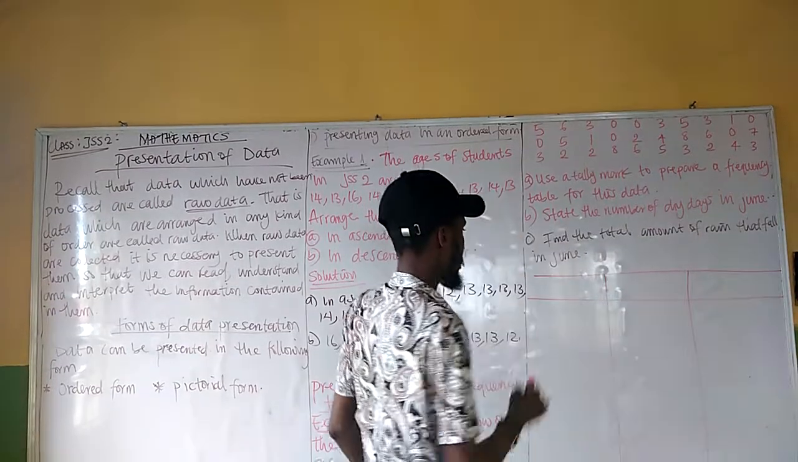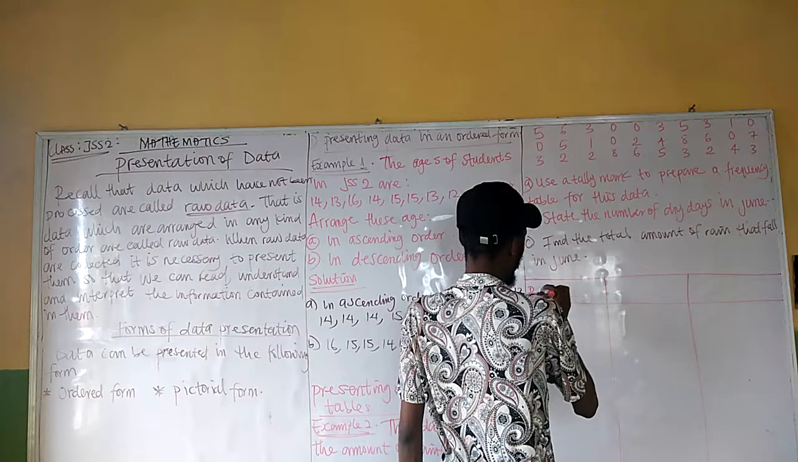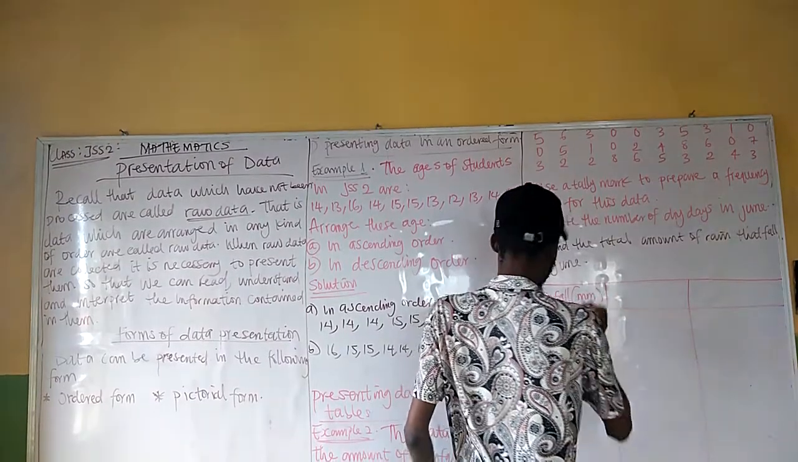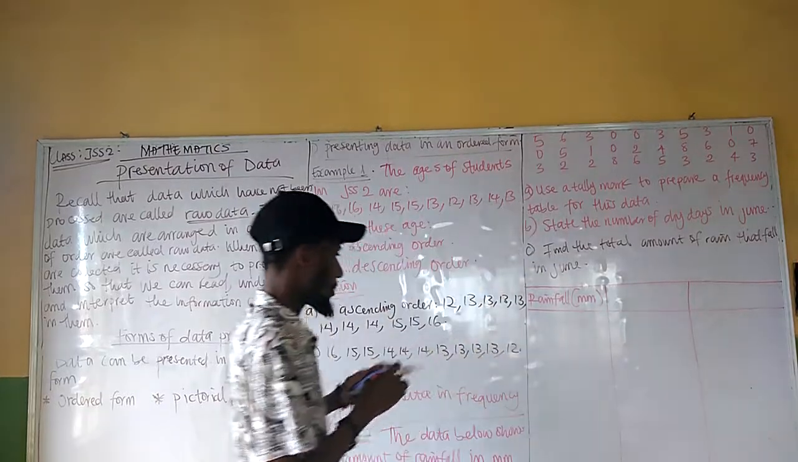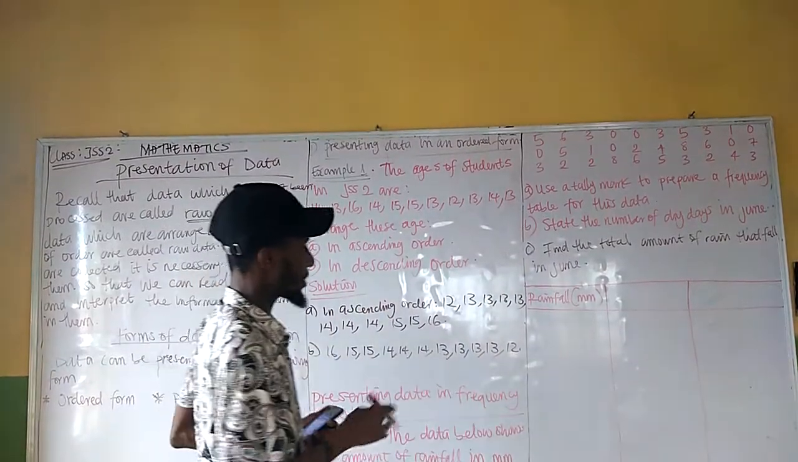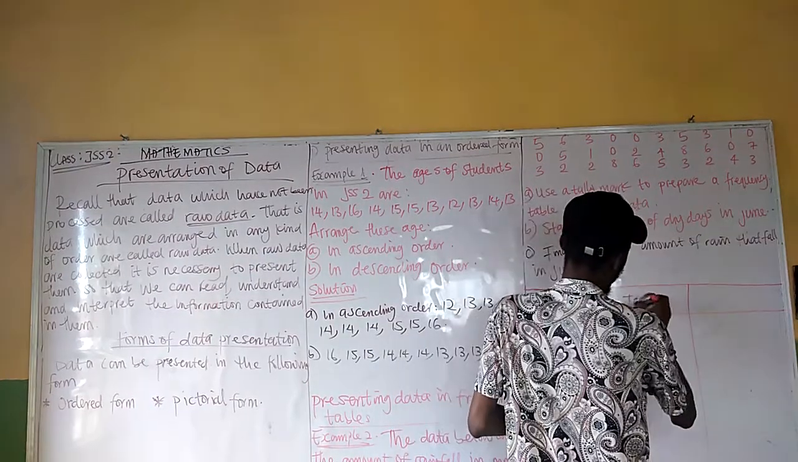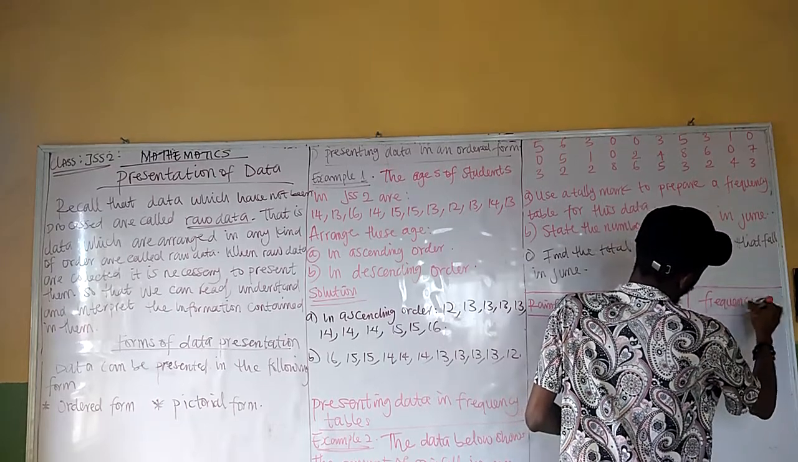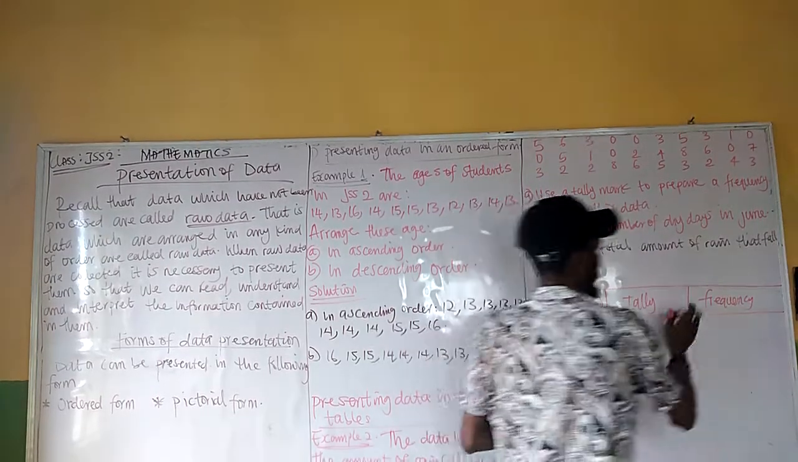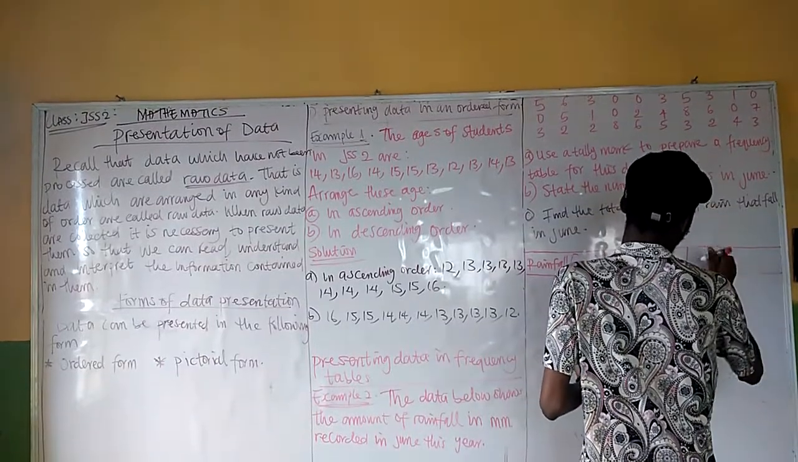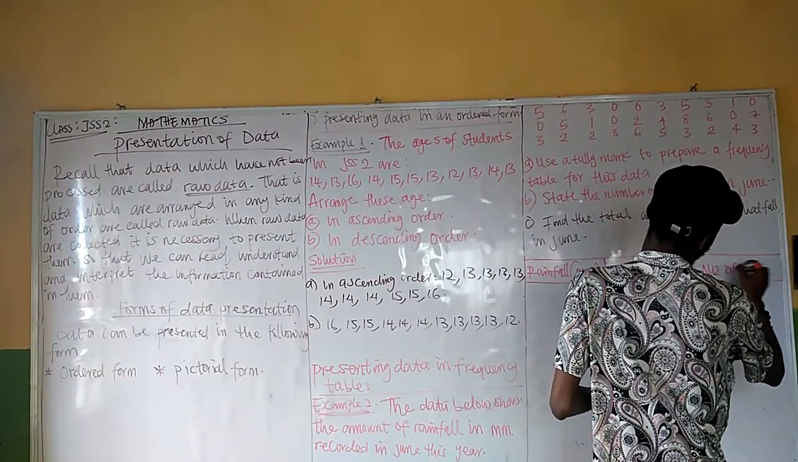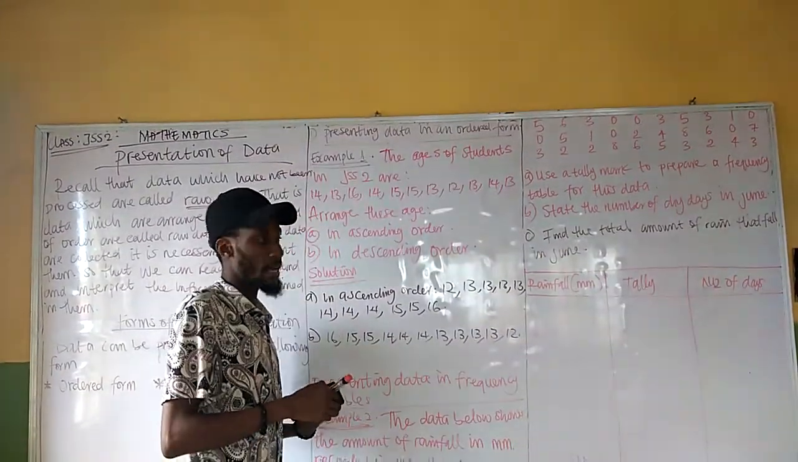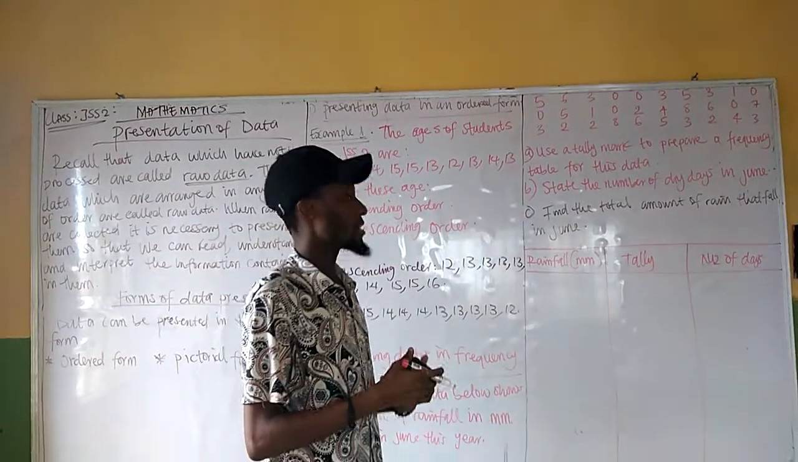Yes, so this is my frequency table. Here contains rainfall. Remember, your rainfall from that data is measured in millimeters. So take note of that. Then here will contain my tally. Then here will contain my frequency, which is something as number of days. If you don't want to call it frequency, you can also refer to it as number of days. The both of them are still the same.